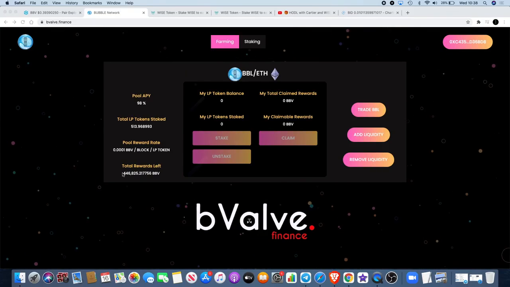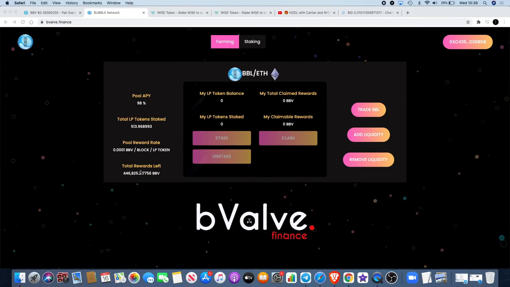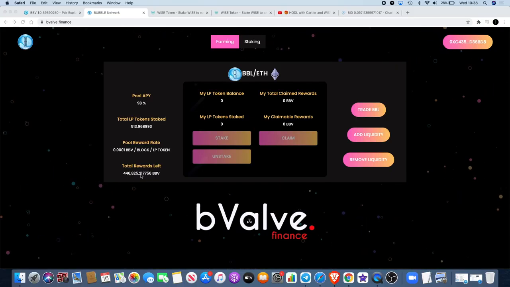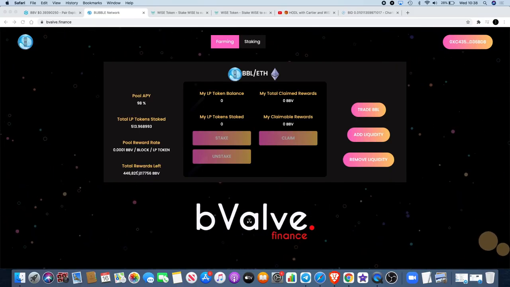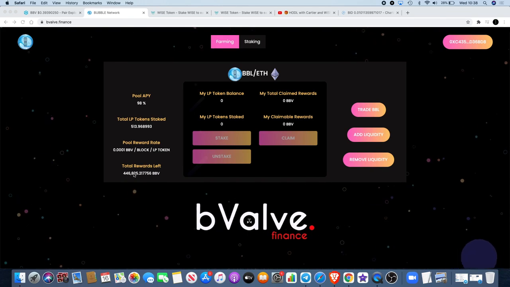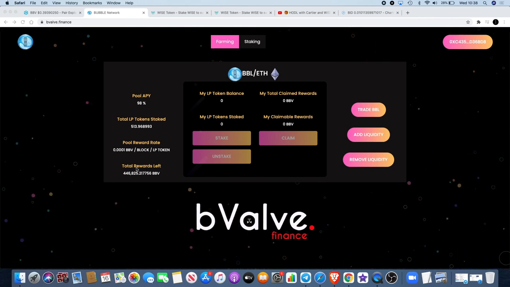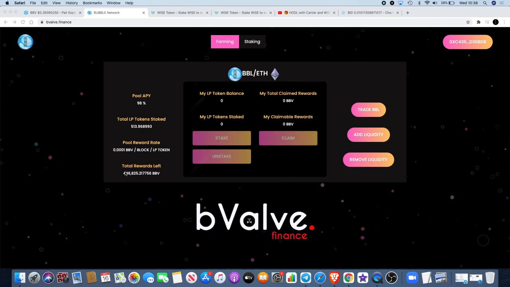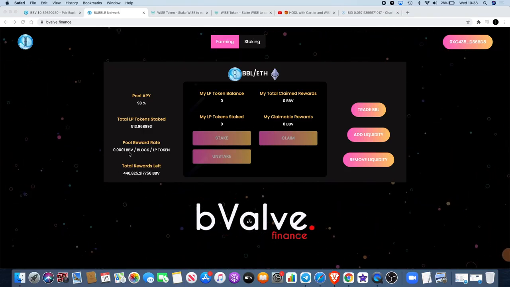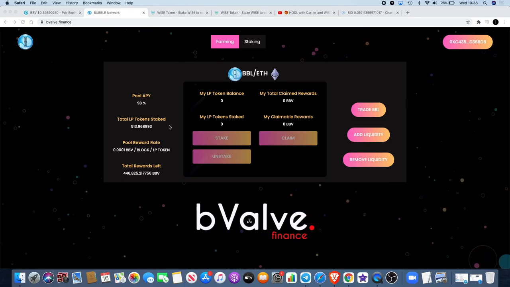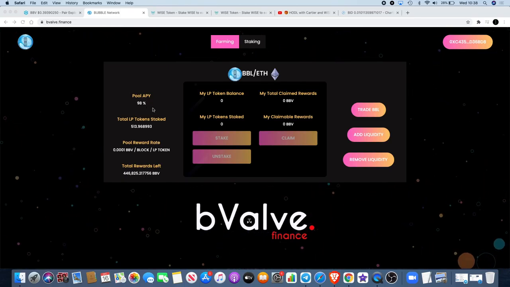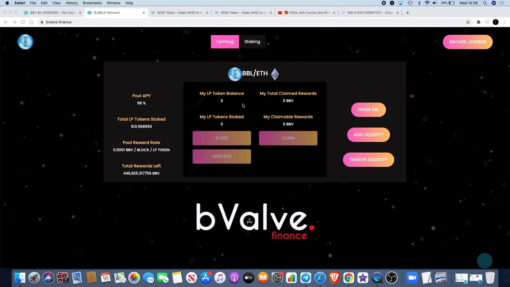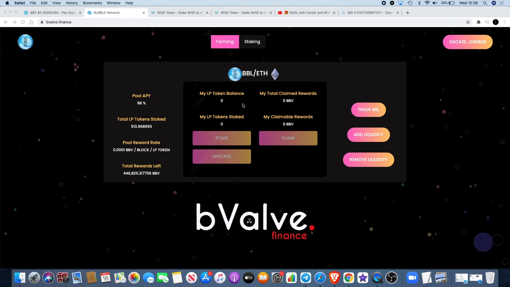So this is the pool of rewards, and you'll see that going down slightly. This only changes when people claim their rewards. It might look like that at the moment, but people that are farming may not have claimed yet, and when they do, the total rewards left number will go down as well. One thing I want to highlight is that the APY will fluctuate with the price of Bubble and the bValve BBV token.